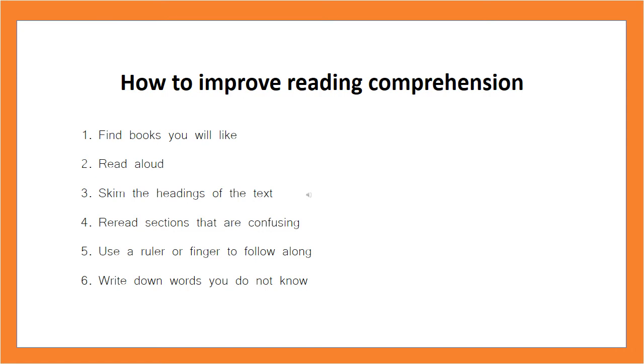4. Reread sections that are confusing. Revisiting the parts that were confusing for you can help you gain a more complete picture of what you are learning. This also helps ensure you are able to understand upcoming material in the text. 5. Use a ruler or finger to follow along. If you have trouble keeping your place while reading, use a ruler or finger to make following along easier. This trick can also help students who have dyslexia and struggle with separating lines of text and sentences while reading.